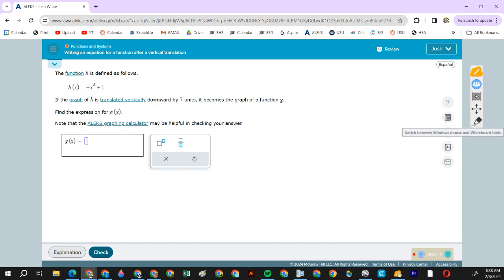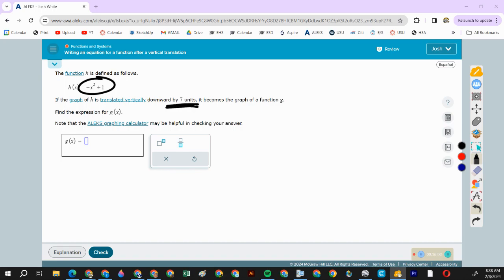Okay. So this one's a little bit different. We start with this function. So negative x squared plus 1 is the original function. How do we move that graph down 7? Well, we put a -7 on the outside, and then we simplify. So negative x squared minus 6 is this graph shifted down 7 units.